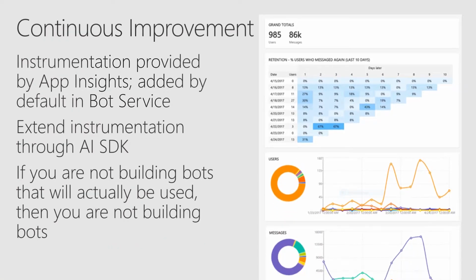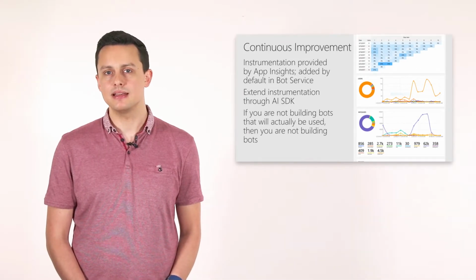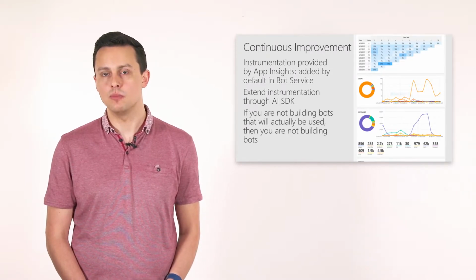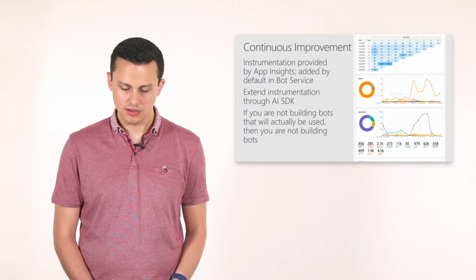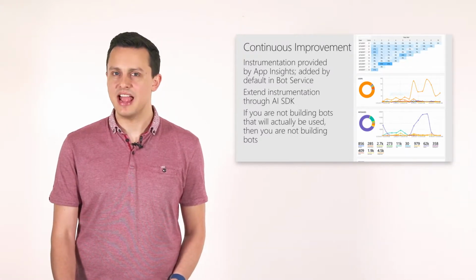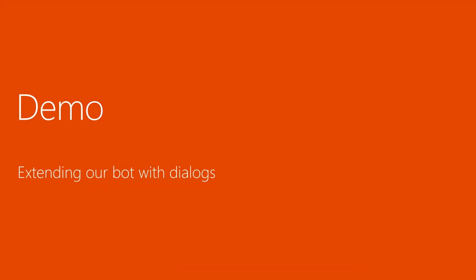One of the more recent additions to the Azure Bot service is a tight integration with the Azure App Insights service. This, by default, gets provisioned as part of your bot service and wired up. And it gives you immediate insight into who is using your bot and how they're interacting with it. Let's have a look at this in action by switching to the demo machine and showing you how to use some of the technologies that we've just discussed.